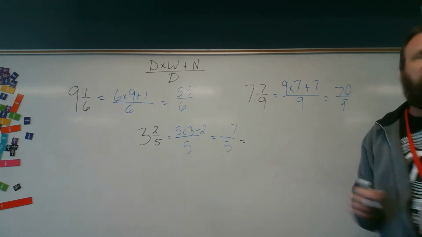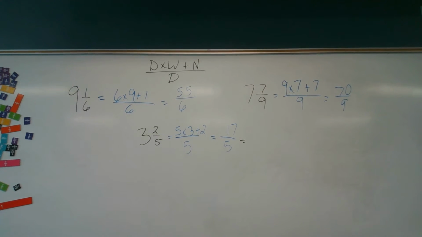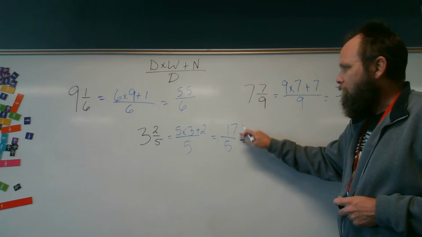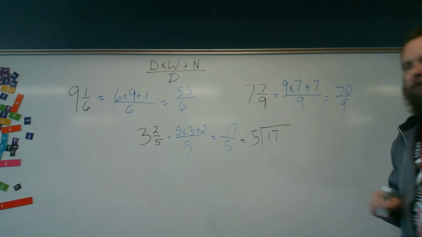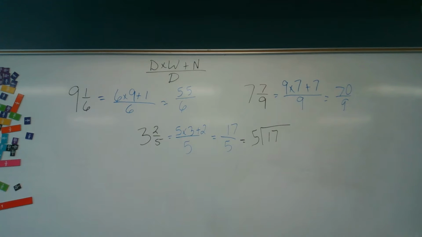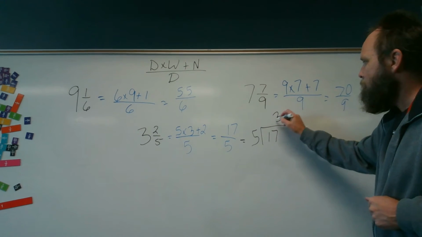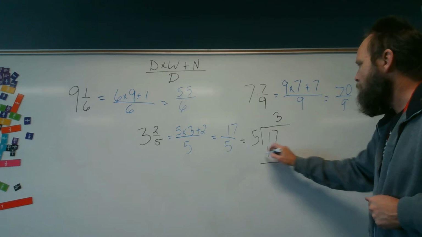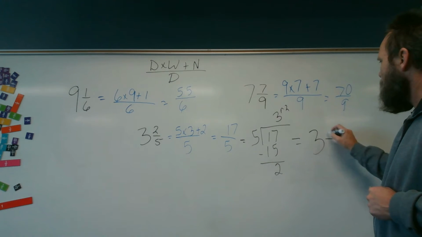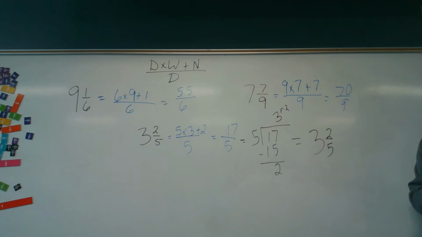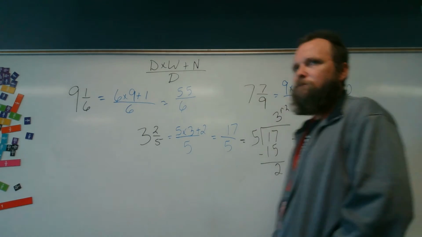We're going to take that improper fraction and change it to a mixed number. Our process is 17 divided by 5. 5 goes into 17 3 times. 3 times 5 is 15. 3 remainder 2. So this equals 3 and 2/5. So by golly, that works.